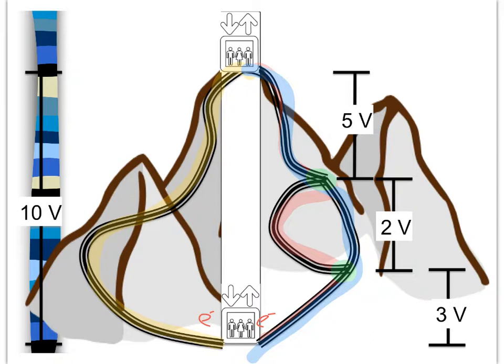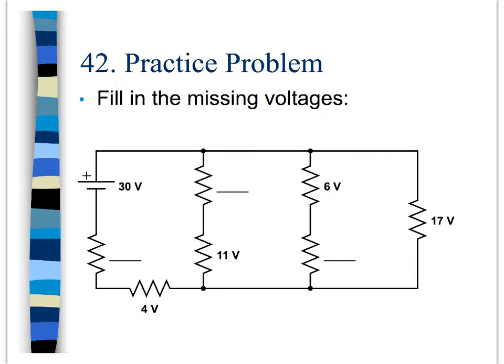All right? So that's how I think of voltage. We think of voltage like height. The battery lifts electrons up to some height, and they need to lose all of that height as they go through the circuit. Let's go ahead and do a practice problem.